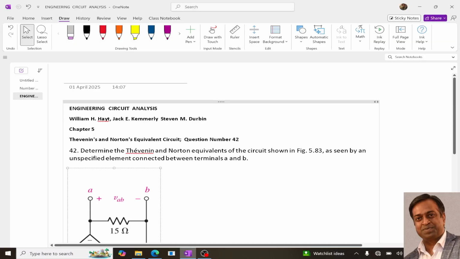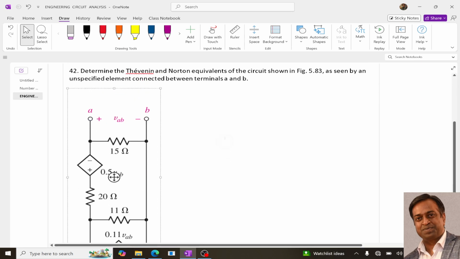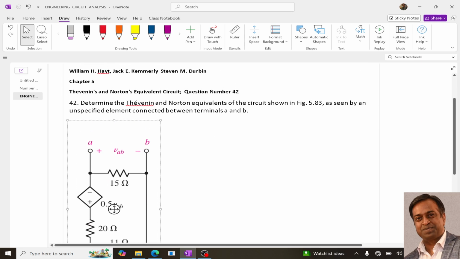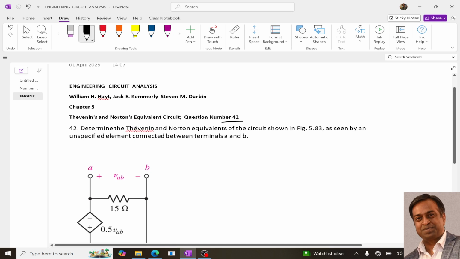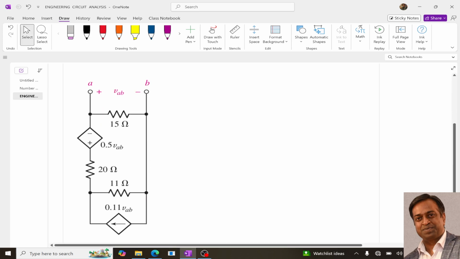Hello everyone. So in this video I am going to tell you how we can solve this particular circuit to determine the Thevenin and Norton equivalent circuit. And this is problem number 42 of chapter 5 from this book Engineering Circuit Analysis by Hayt, Kemmerly and Durbin. So over here if you look at the circuit, this circuit consists of two dependent sources. One is this, another is this.